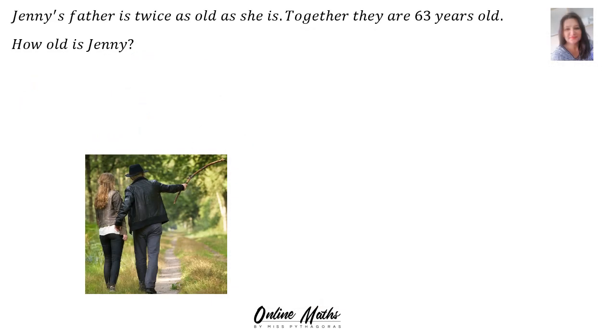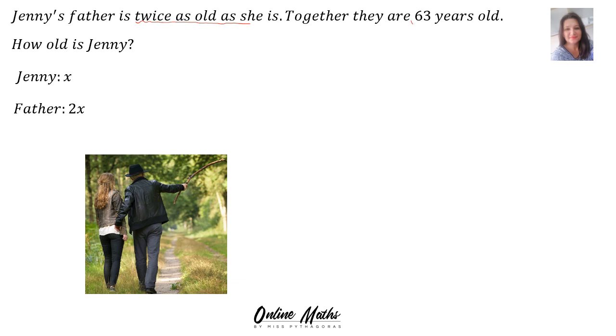Let's do another example. Jenny's father is twice as old as she is. Together they are 63 years old. How old is Jenny? What you do is you make Jenny's age x, and then the father is twice as old as she is. That translates to 2x.